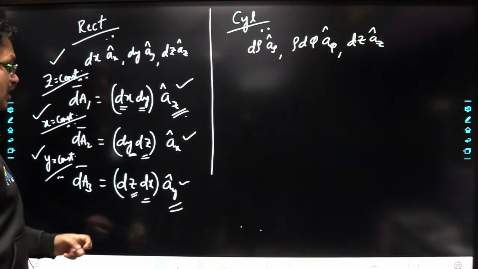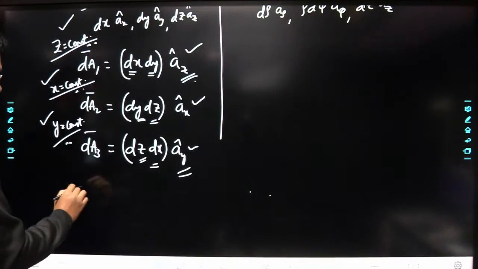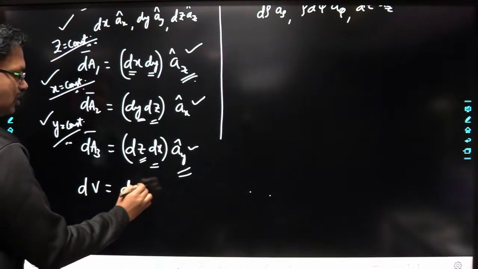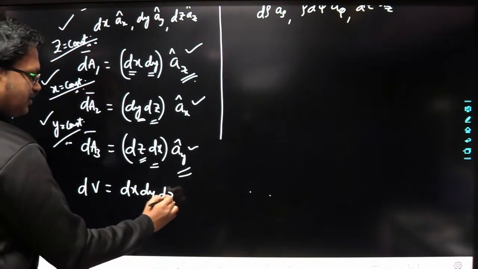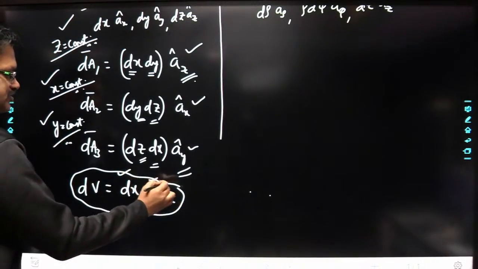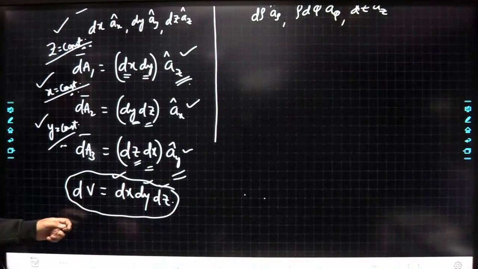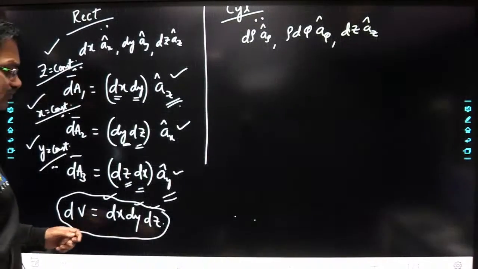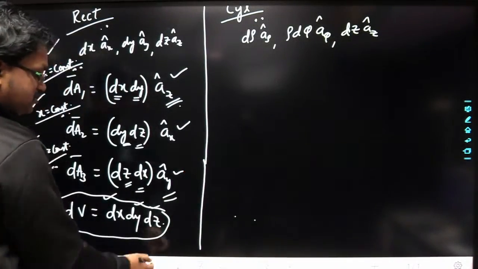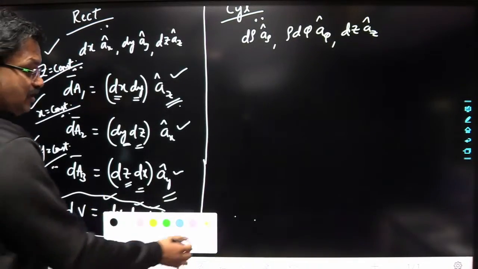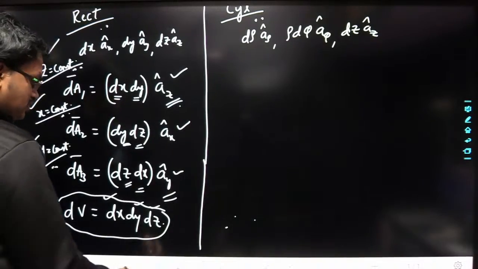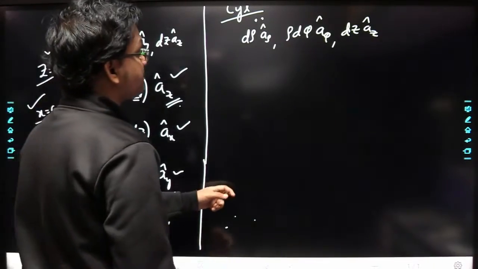And what is the differential volume? The differential volume is equal to dx dy dz. In the case of differential volume, all three of x, y and z are variables. Now we try to solve some problems based on the rectangular coordinate system, and then some problems based on cylindrical coordinate systems also.